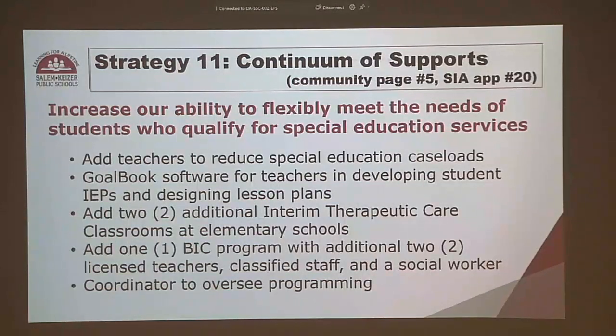Okay. Last one. Okay, you're gonna miss the best part. All right. Here we are, strategy 11.